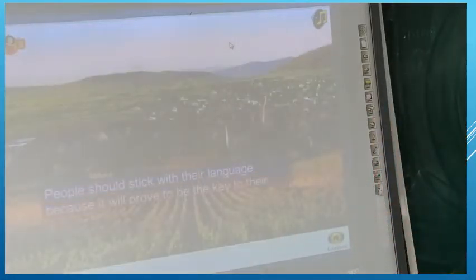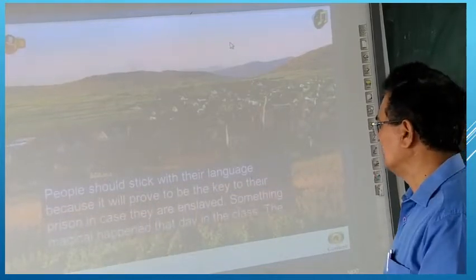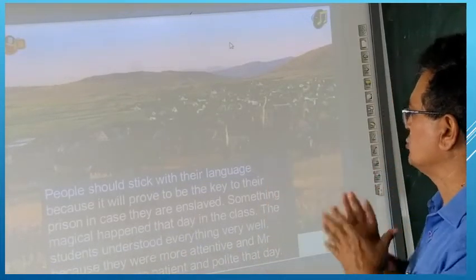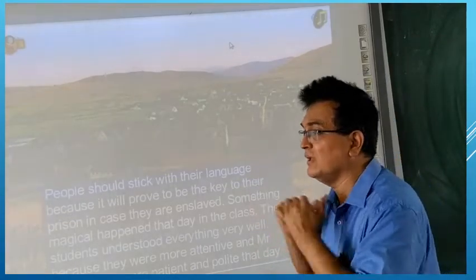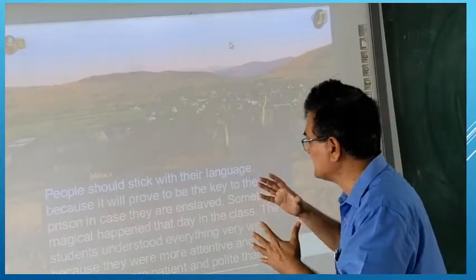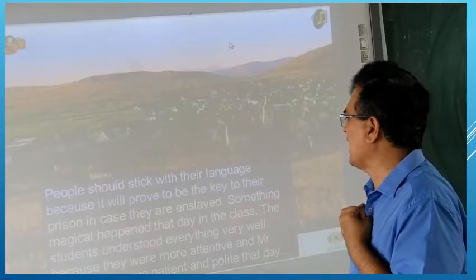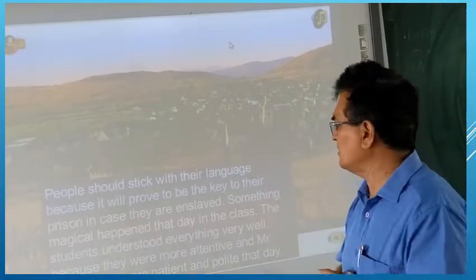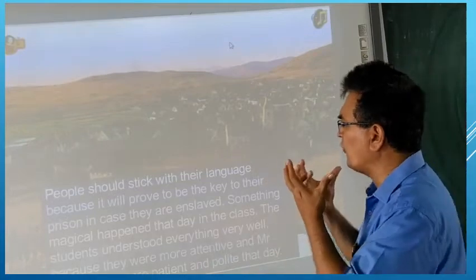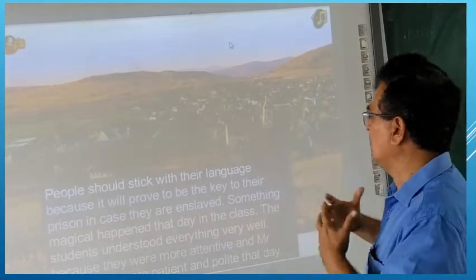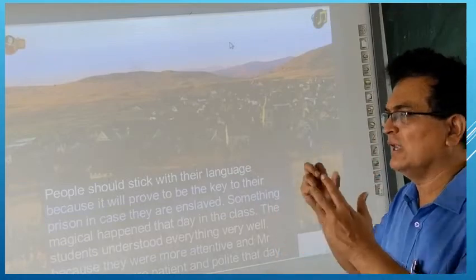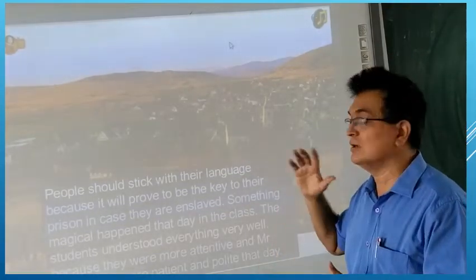People should stick with their language because it will prove to be the key to their prison in case they are enslaved. A very important statement the teacher makes. Language is the key to escape from the prison of slavery. If people are enslaved, how can they escape? It's only through their language. If we speak somebody else's language, probably that will not help us. But if we know our language, it will bind us. It will be a unified force, and through that, one can revolt and come out of the prison of slavery, and one will definitely come out of the domination and get freedom.